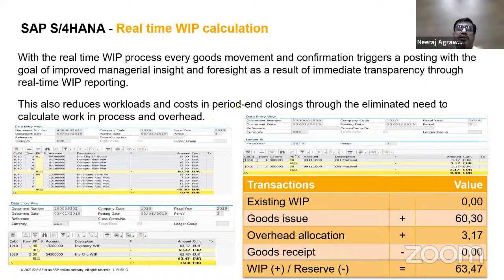Okay, then you also have a real-time WIP calculation, where you can see with each work in progress, with the goods movements and confirmations, you can have a better understanding of the WIP also.